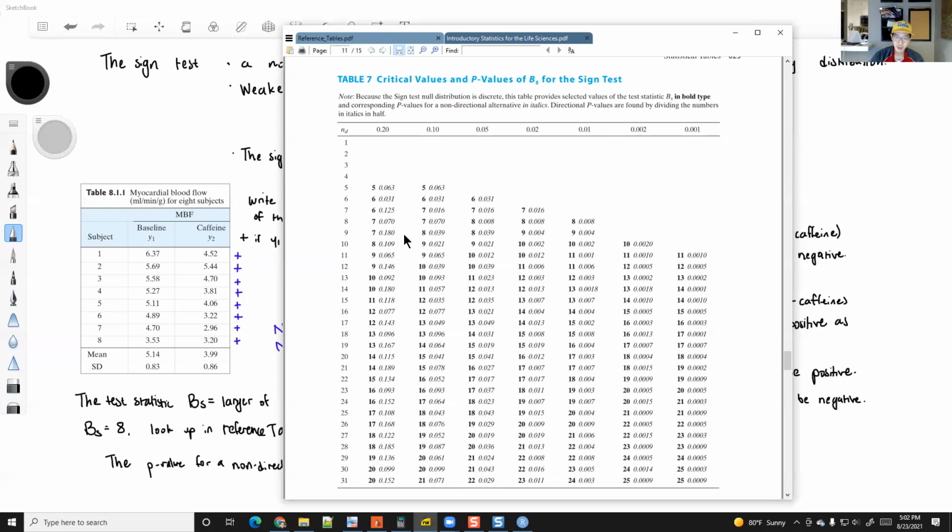And so you can really only have 7 or 8. The probability of getting 7 positive differences is around 7%, which would be significance at the 10% and 20% level. The probability of getting 8 positive differences is 0.008, and that would be significant at the 5%, 2%, and 1% levels of significance, okay?